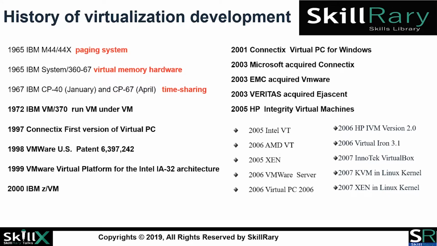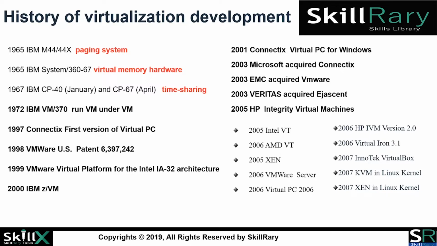In 1997, Connectix's first version of Virtual PC was released. In 1998, VMware had a patent. In 1999, the VMware Virtual Platform for the Intel IA32 architecture was formed. In 2000, IBM released z/VM. If you see, virtualization is not a concept of today; it is a concept from ages ago, from before computers were even born. Virtualization was already there, before even the internet existed.